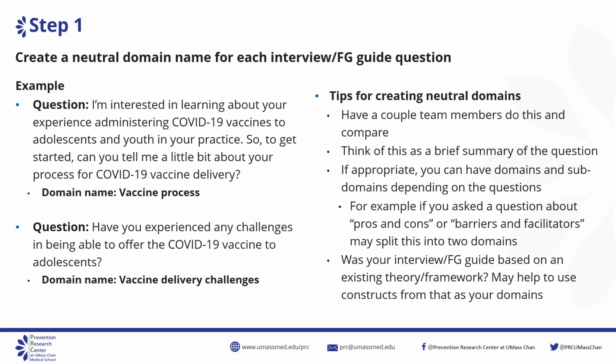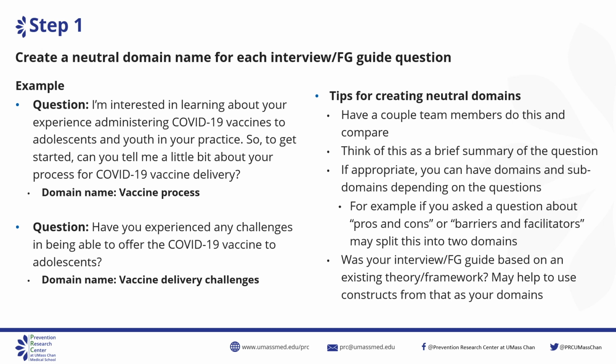So the first step is creating what we call a neutral domain name that maps to each of your interview or focus group guide questions. These domains are really the heart of how you're organizing your qualitative data going forward. So this initial step is really important. Basically, what we do is take the existing interview or focus group guide that you have, and for each question, create these neutral domain names. You can think of this domain name as a brief summary of the question itself.